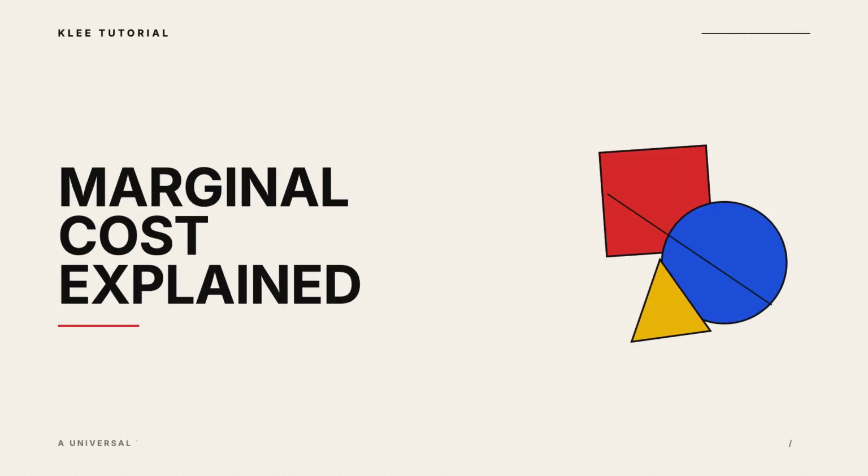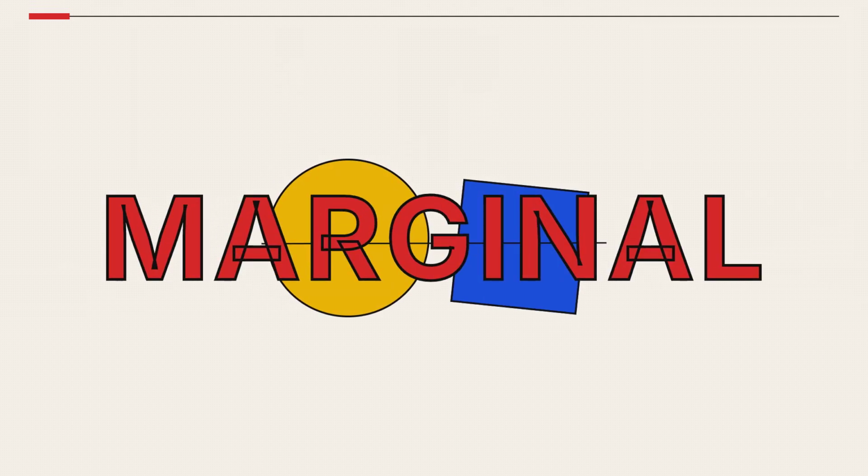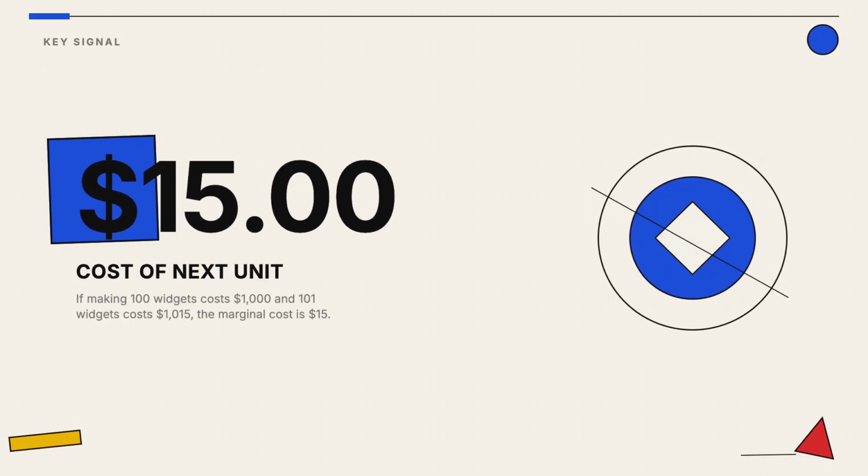Understanding marginal cost is essential for grasping how businesses make decisions about production and pricing. In economics, the word marginal simply refers to the cost of producing one additional unit of a product or service. It is calculated by looking at the change in total production costs divided by the change in the number of units produced.